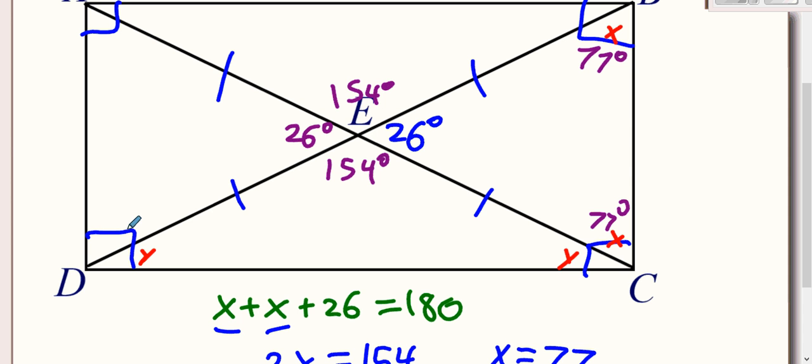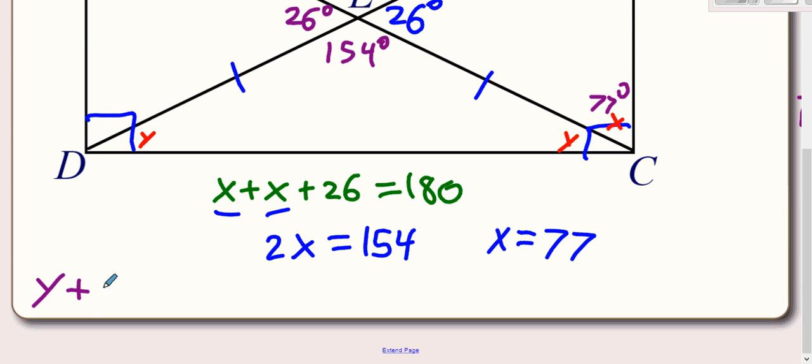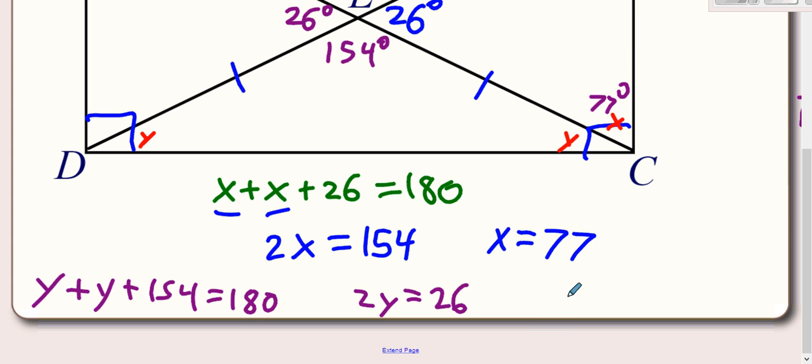Like we mentioned before, we could take this isosceles triangle here as well. These two angles have to be congruent, so we could say y plus y plus 154 equals 180. The three angles add to be 180. Solve it out the exact same way. You get 2y, subtract the 154, you get 26. So y is 13.